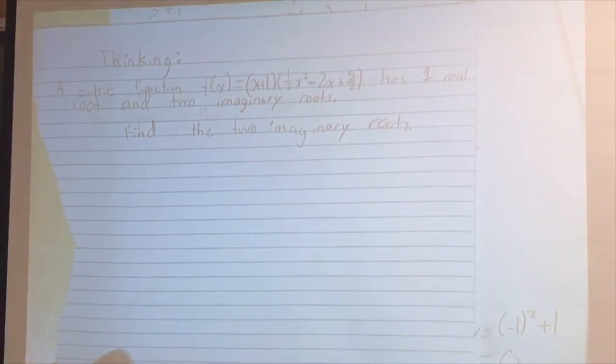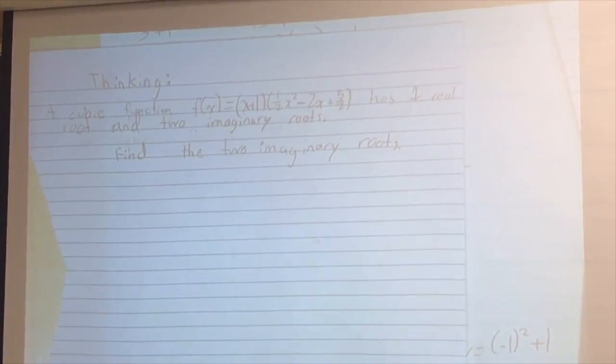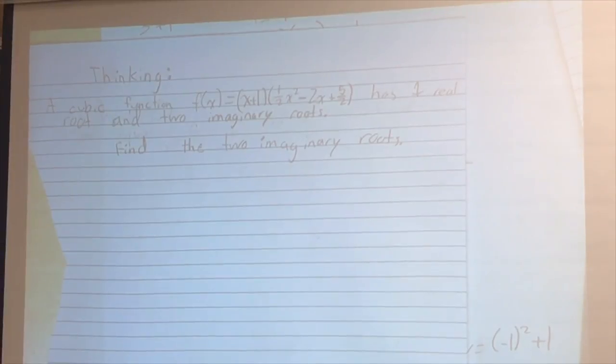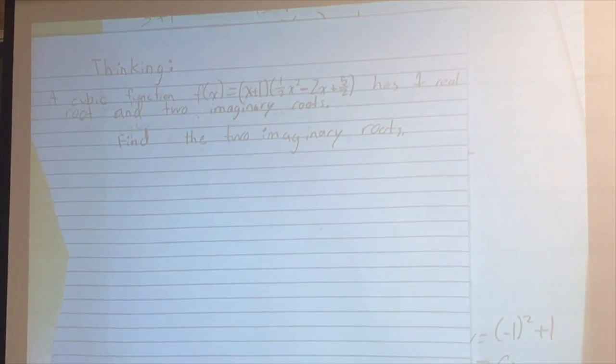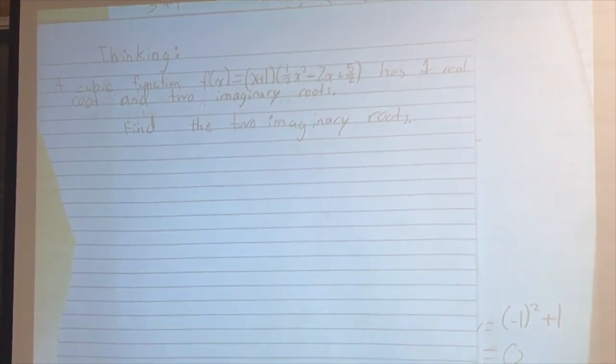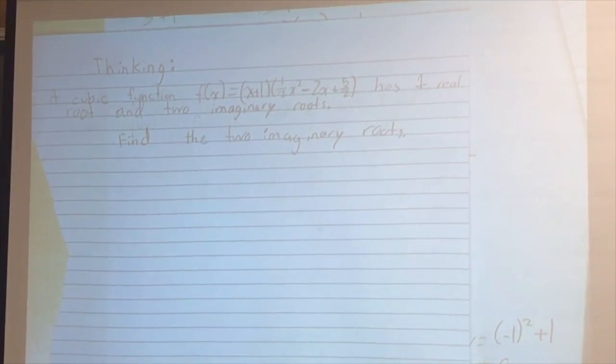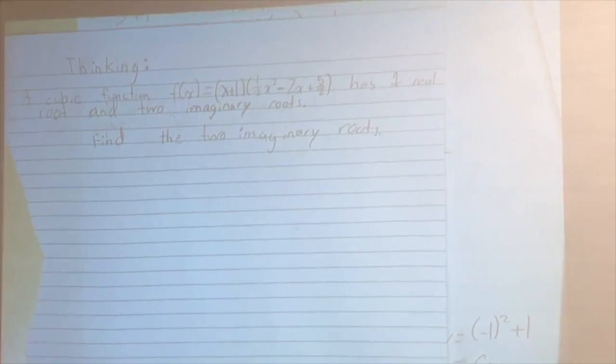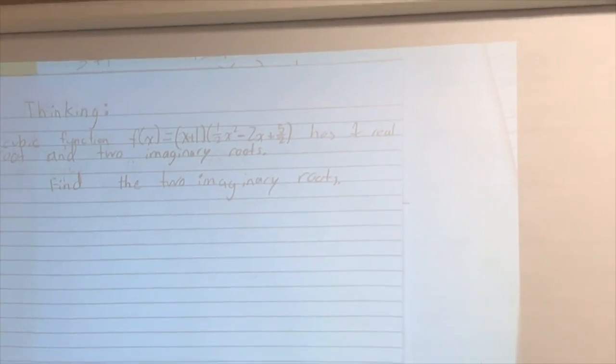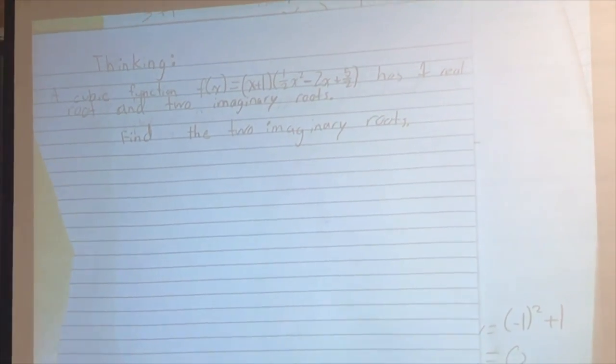So, now, if we have this question, a cubic function f of x equals x plus 1 times 1/2 x squared minus 2x plus 5 over 2. It has one real root and 2 imaginary roots. It's written in such a way that we know what the one real root is, and we know that it has 2 imaginary roots. And it's asking us to find the 2 imaginary roots.